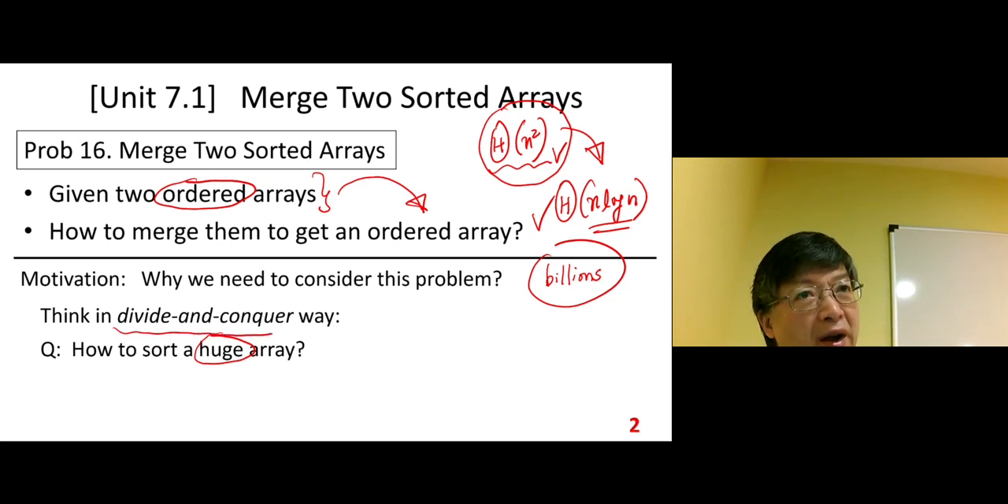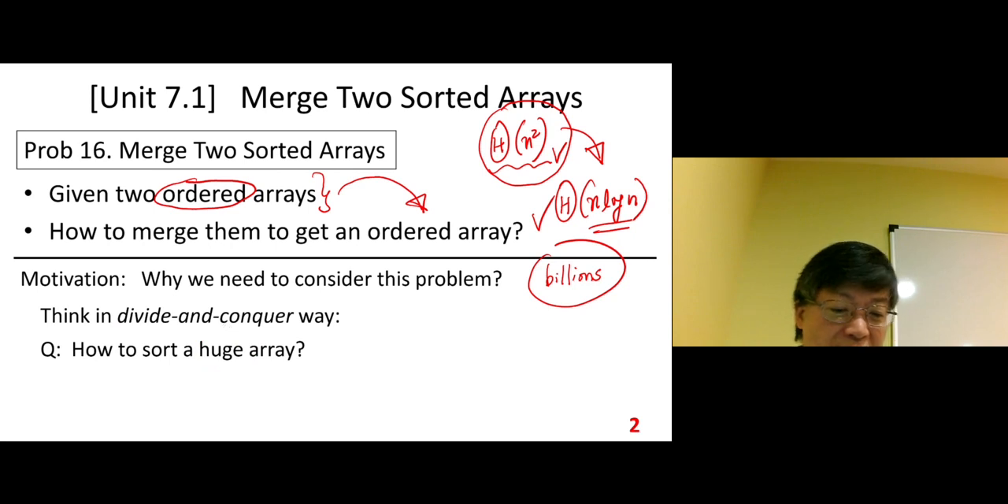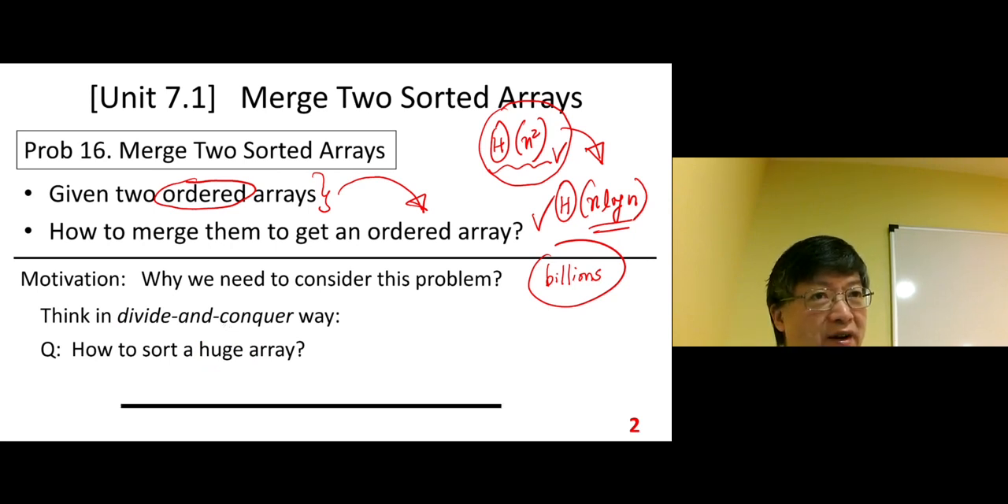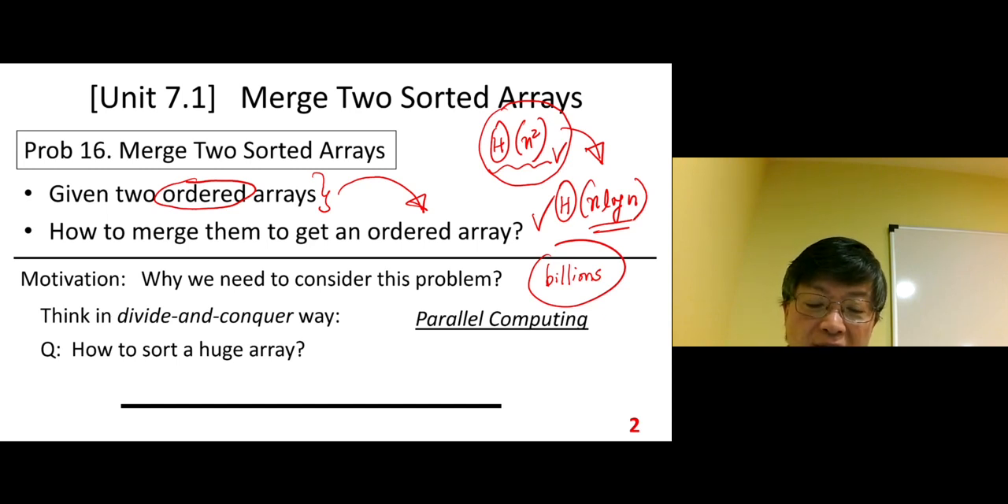The huge array, can we divide it into smaller subarrays? Let's look at the idea. This whole line segment represents the whole array, with billions of elements. Now let's divide it into smaller subarrays. Right now we have the computing resources to do parallel computing, like a multi-core machine.